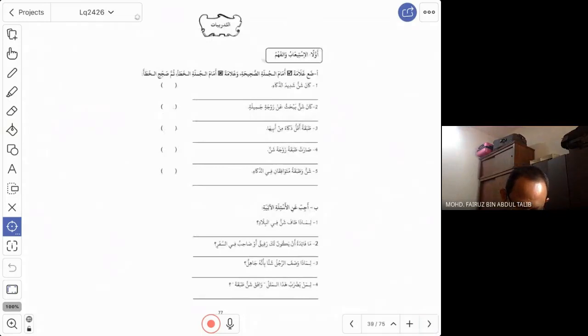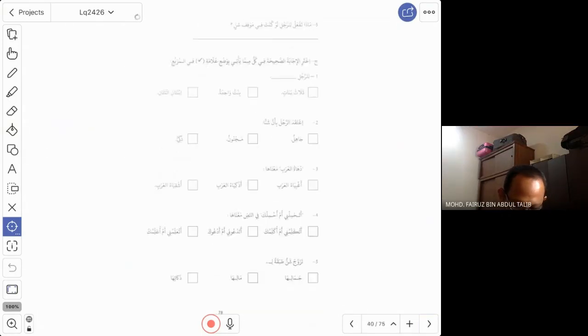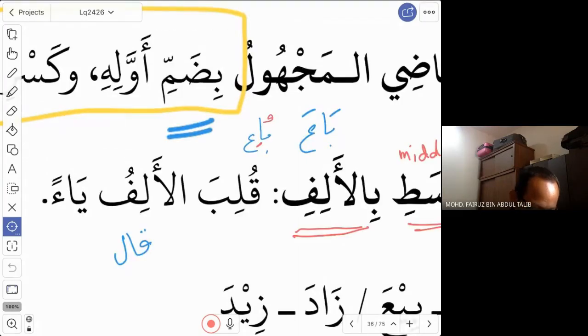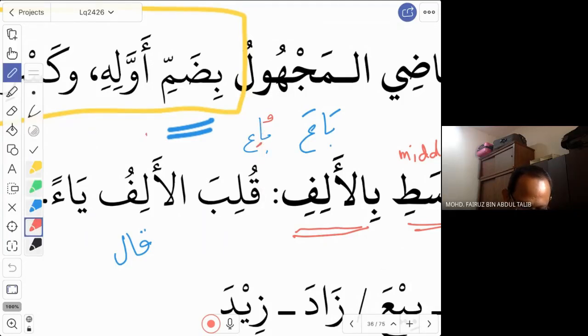Therefore, what do you do? Qulibal alifu ya. In order to avoid this problem, you replace this alif with ya. So you change it to ya. Now it becomes ba, ya, ain. So how do you read?